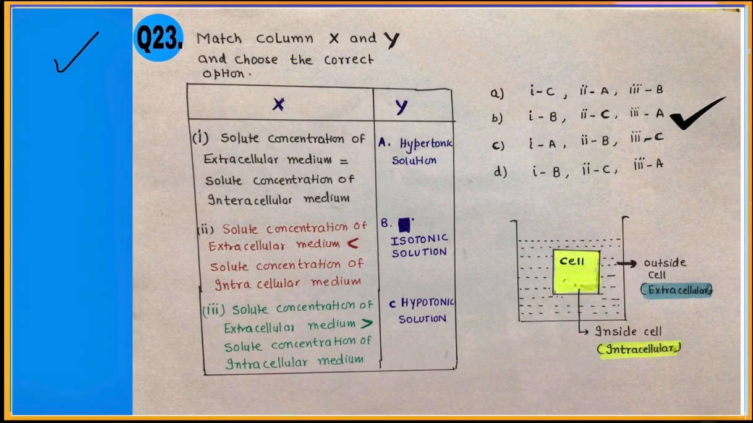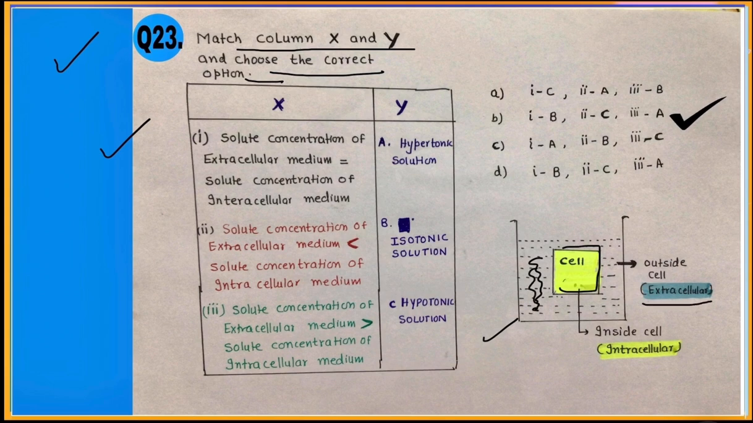Question number 23. Match column X and Y and choose the correct option. इस क्वेश्चन को करने से पहले ये डायग्राम देखिए. ये सेल है और ये सेल के बाहर का पोर्शन है. This portion outside the cell is called as extracellular, और जो सेल के अंदर का पोर्शन है this is called as intracellular.